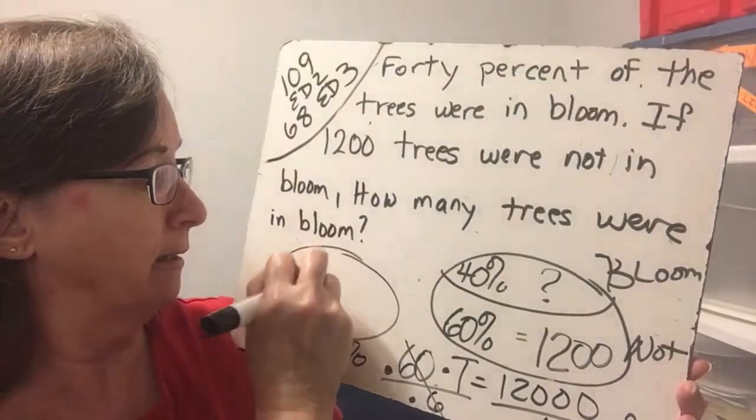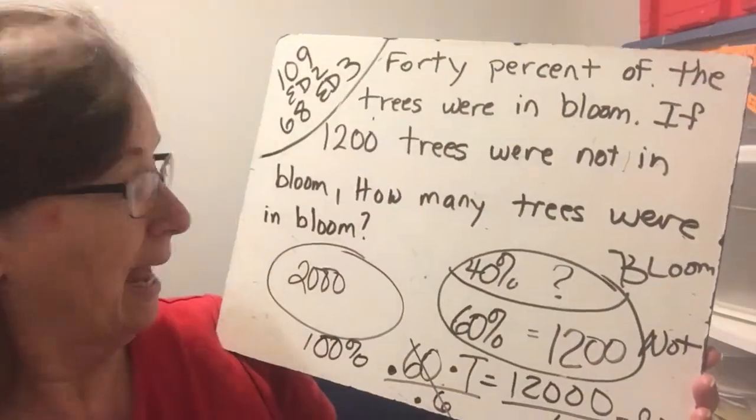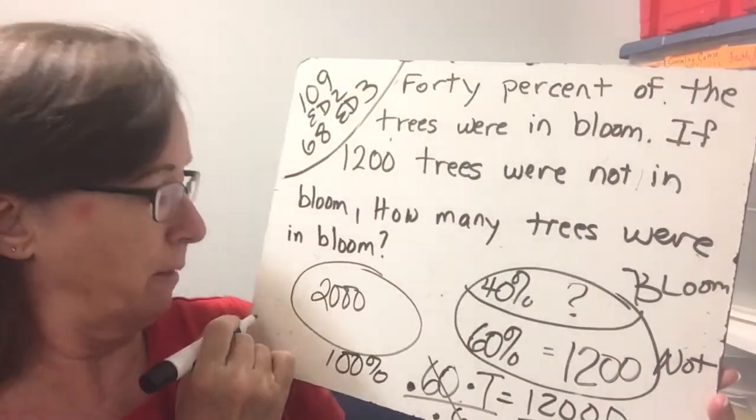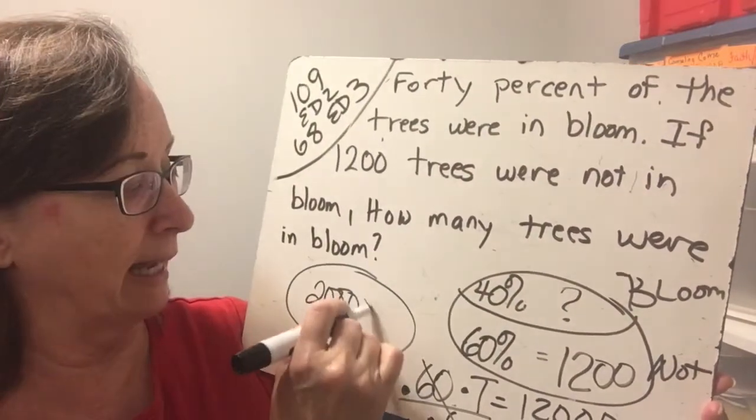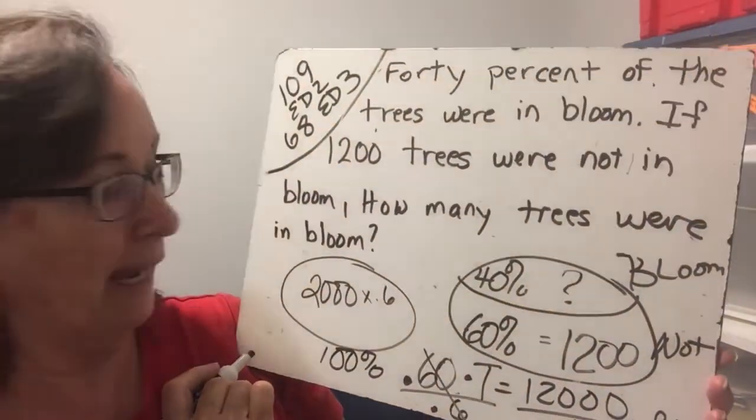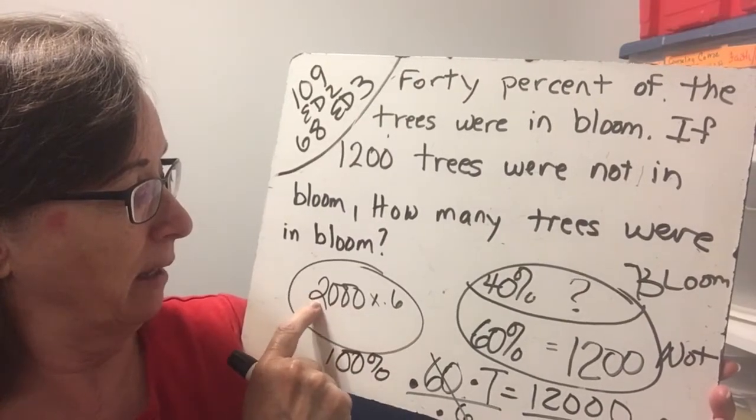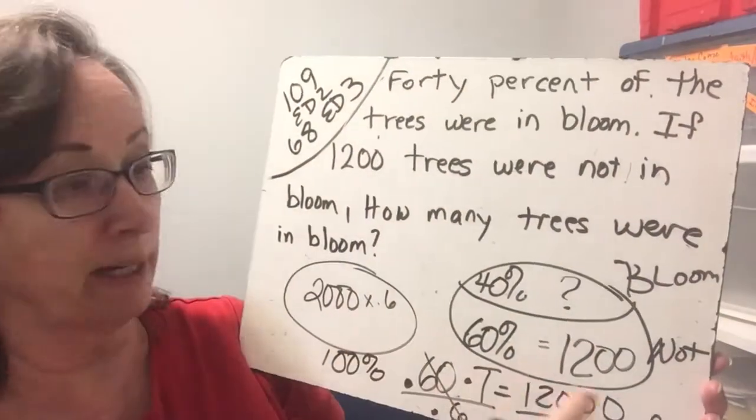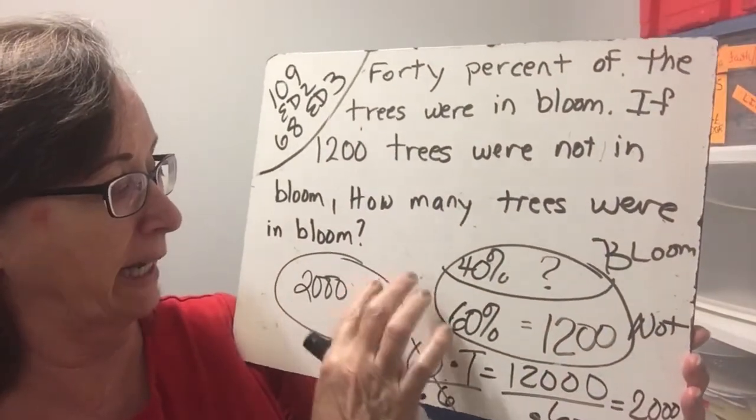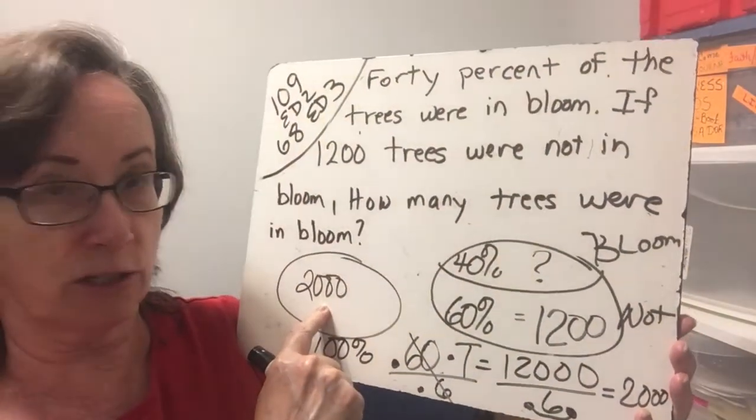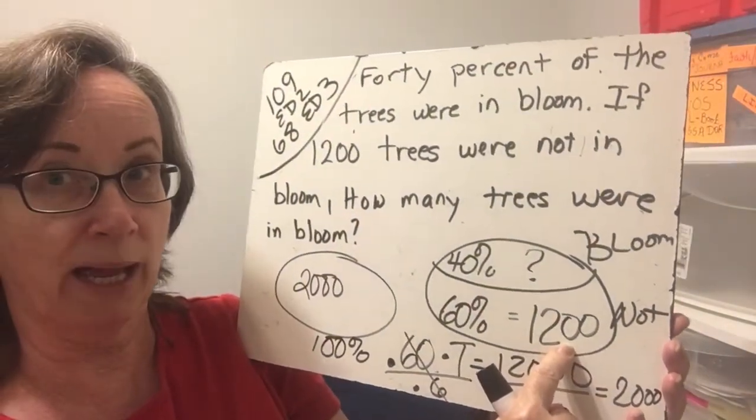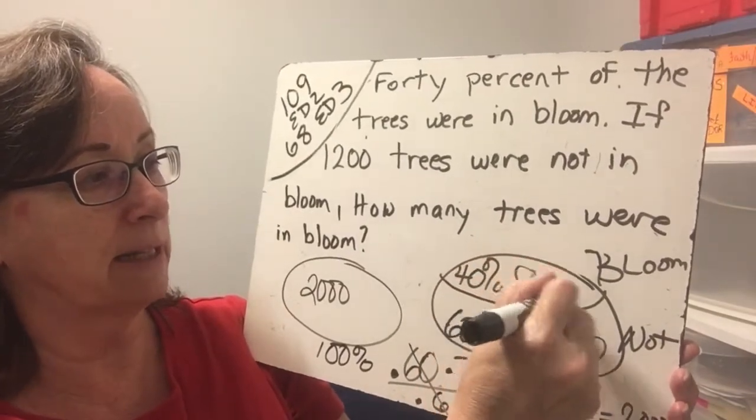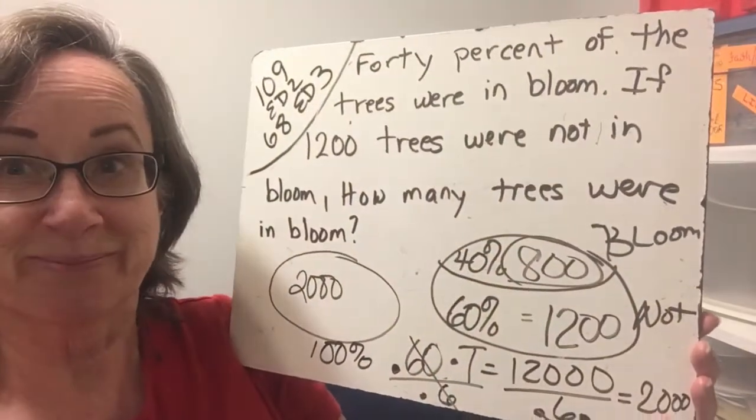So 2,000 total trees, okay? And let's check. What is 60% of that? So that would be 2,000 times 0.6. Let's just do it right here. Okay, and that's going to wind up giving me the 12 and then one less 0 because of the point there. So it is the 1,200, isn't it? We're just checking our math. So now that we know the total is 2,000, we can take away the 1,200 and get 800 must be in bloom.